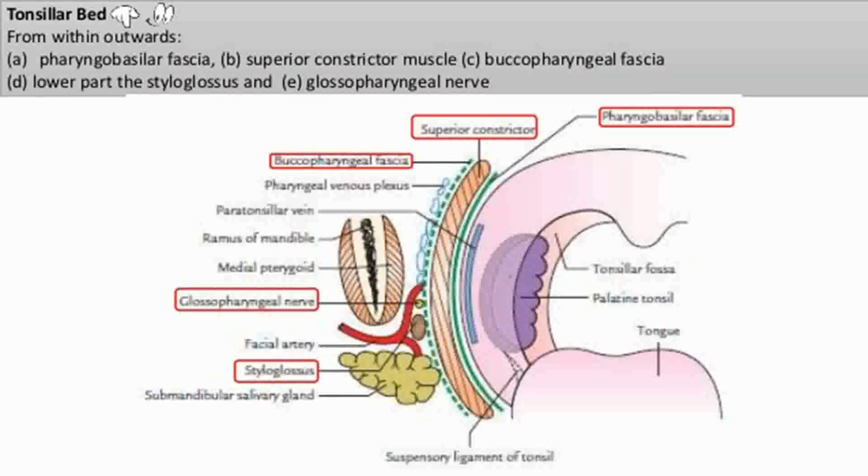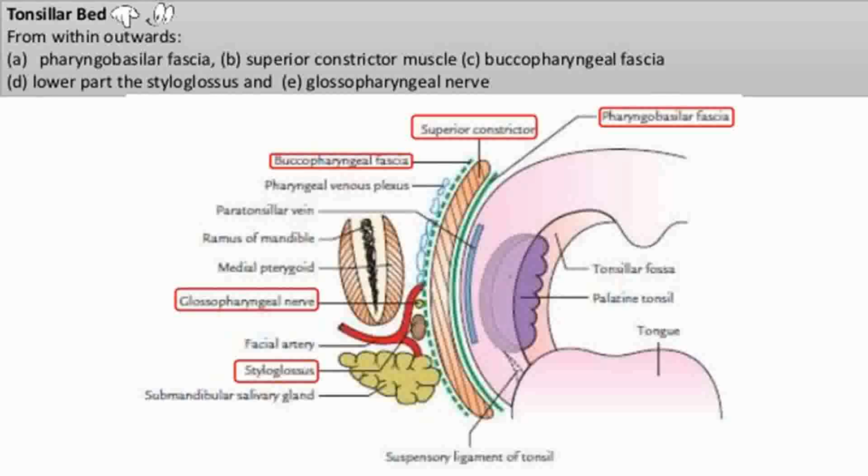In this picture, you can see the tonsil. You can see both the medial surface as well as the lateral surface of the tonsil. The medial surface is facing the oral cavity and the lateral surface is related to the tonsillar bed structures. Here you can see the tonsillar bed structures in detail.